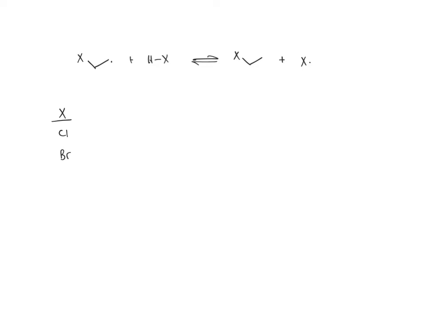So again, I'm going to make a table. Here's chloride, bromide, and iodide. So the bond strength that we have in the starter material is now the sigma HX bond. And so this changes for each of them. So this is 103, 87, and 71 kcals per mole for chloride, bromide, and iodide respectively.